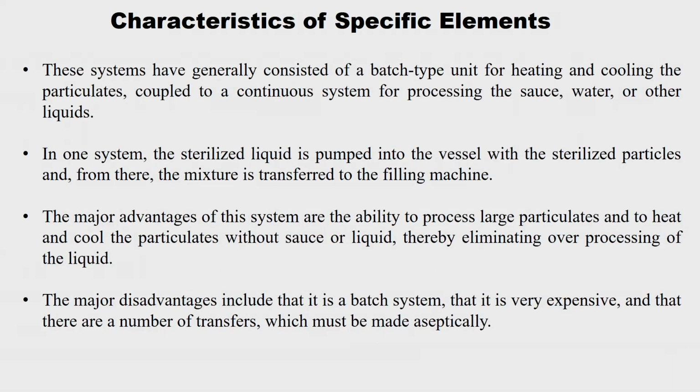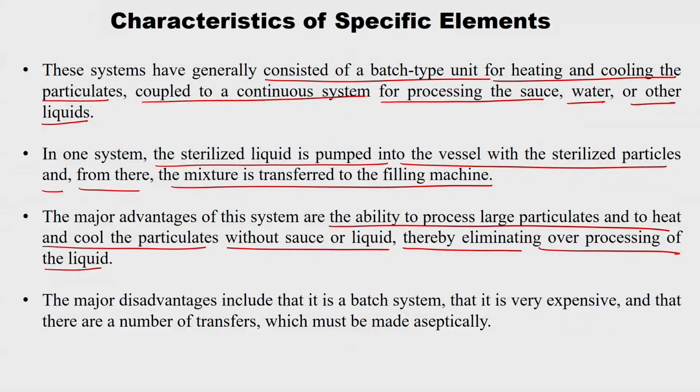For low acid food, it consists of a batch type unit for heating and cooling the particulates, coupled to a continuous system for processing the sauce, water or other liquids. So, for low acid food, what best suits is that the particulates are processed separately and the liquids are processed separately, because low acid foods are very much prone to contamination, right. So, the processing steps are also a bit difficult.